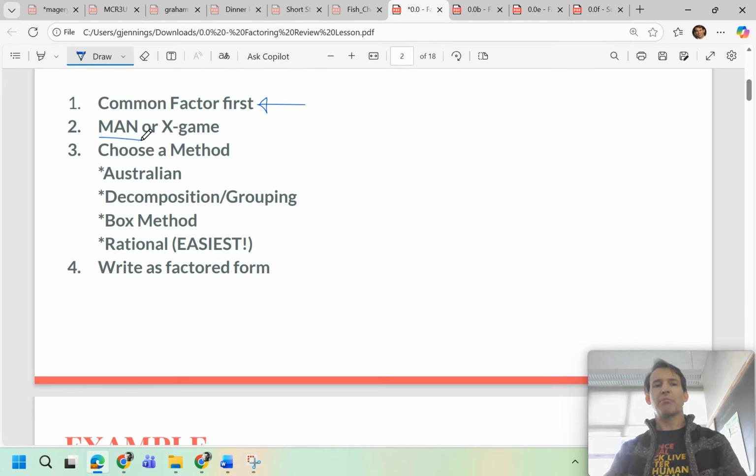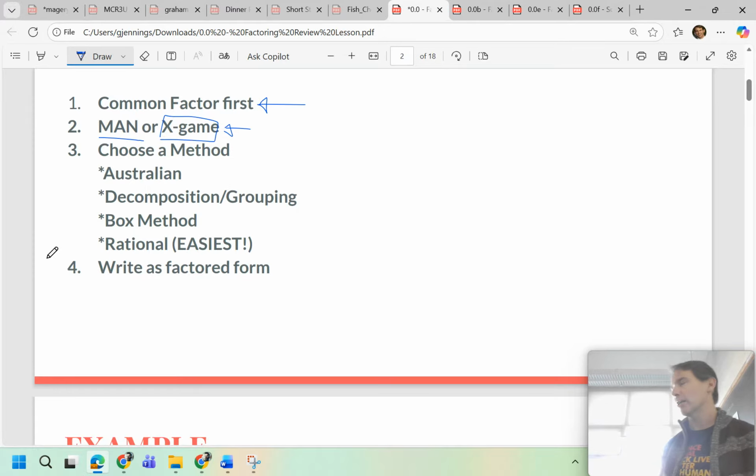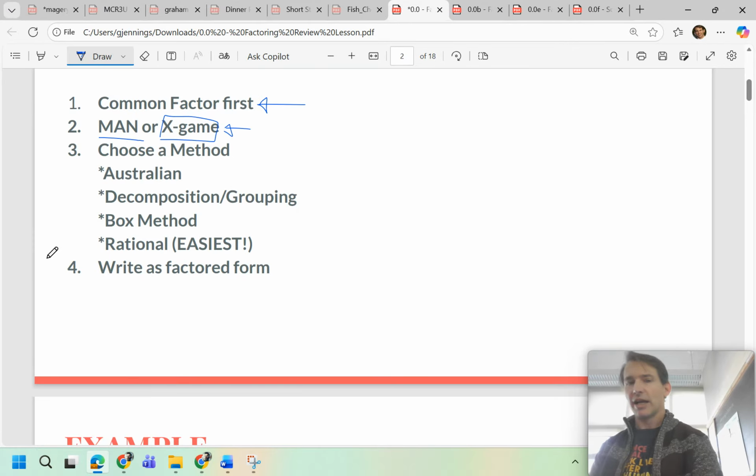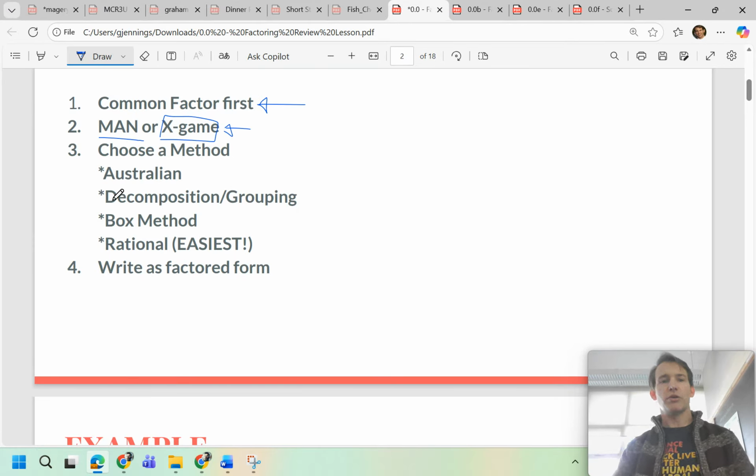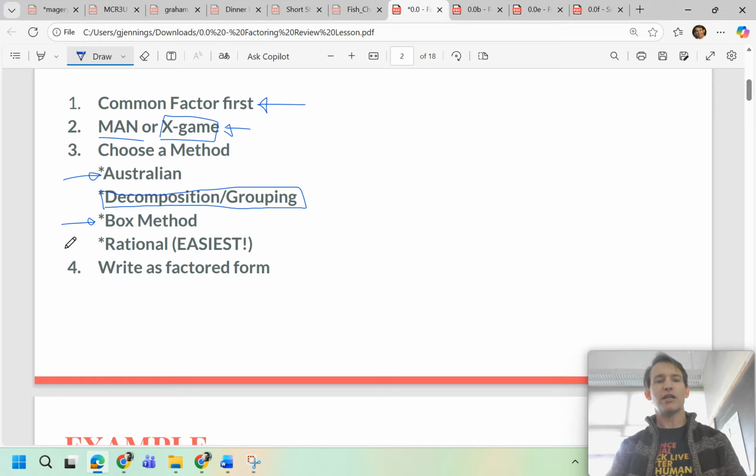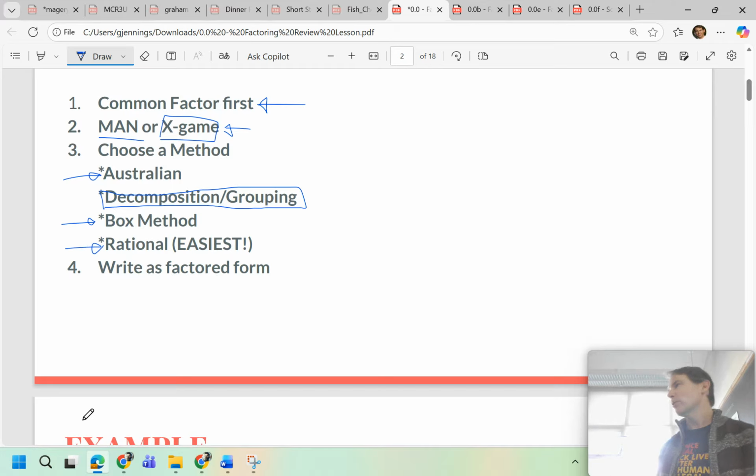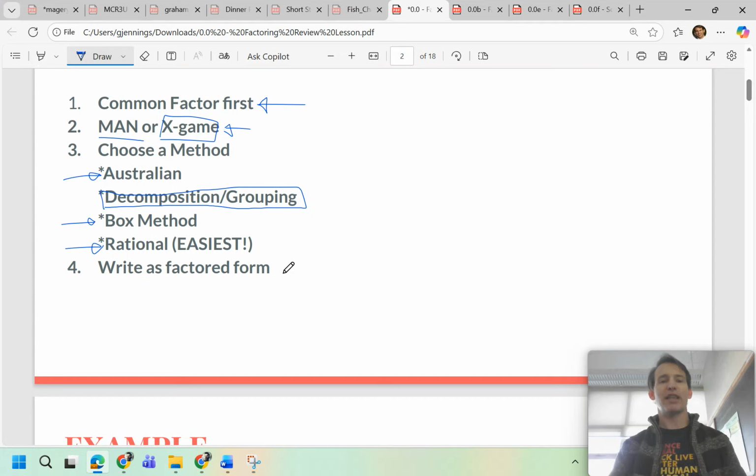People talk about man, multiply, add numbers, or X game. I'm an X game truther, so that's the life that I lead: I play a lot of X game. I also use decomposition and grouping. That's my preferred method. If you use another method, if you factor down under, if you use box method or rational factoring, slide and divide, if you get the answer, that's fantastic. Get the answer. Right? That's what we want. These are just methods to get to the top.